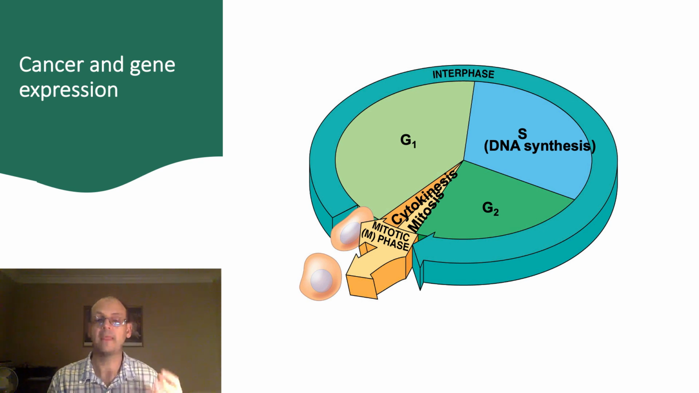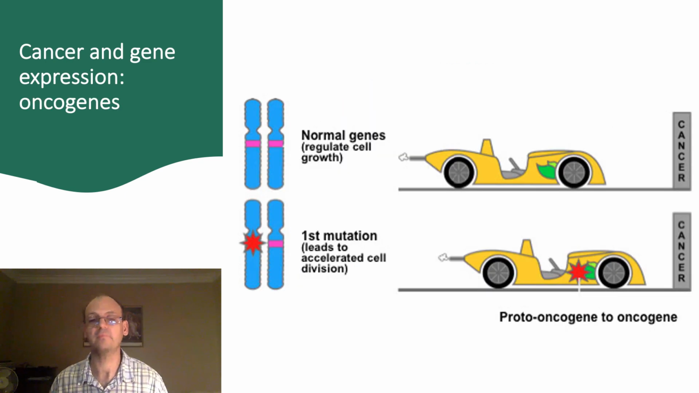Let's look now at a bit more detail of how the cell cycle control is maintained and what goes wrong in cancer. There are two important types of genes that we think about with cancer. The first type is called an oncogene. In fact, in normal, healthy cells, these genes are called proto-oncogenes. In general, these genes give signals for the cell cycle to progress. You can think of this like the accelerator on a car.